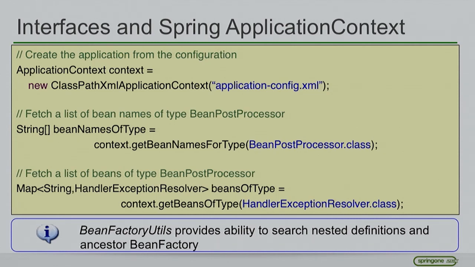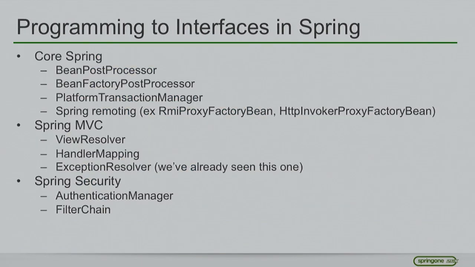Yeah. Now, those are just APIs that are part of the application context. There's also another class called BeanFactoryUtils that gives you some really nice flexibility for doing nested definition searches and ancestor bean factories and things like that. So just be aware that that's a component you can take advantage of, and Spring certainly does. And I'll show you some cases where it does here.